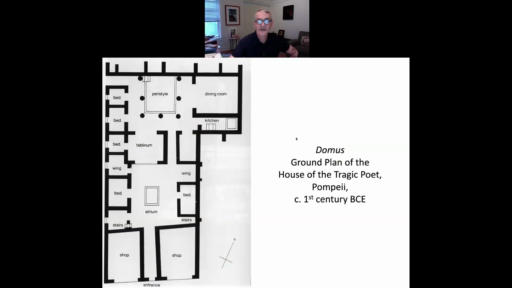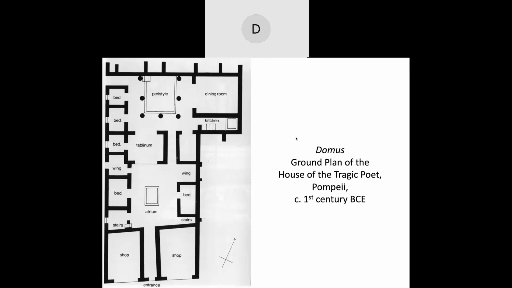Okay, so here's a ground plan of the House of the Tragic Poet. A lot of the names of the houses at Pompeii are based on what was found when Pompeii was excavated. So, do any of you know the story of Pompeii? Volcanic eruption. Volcanic eruption.